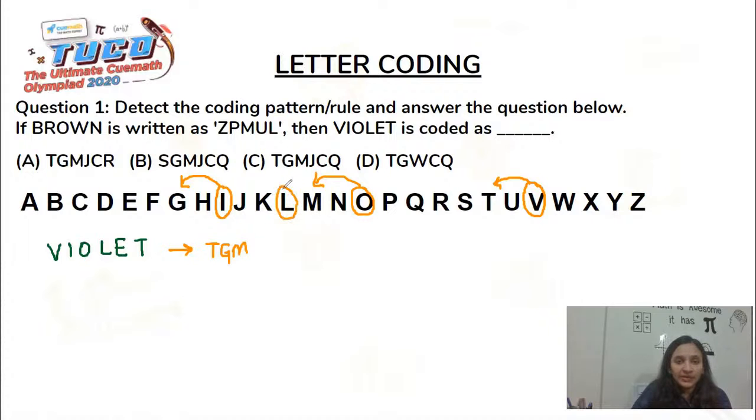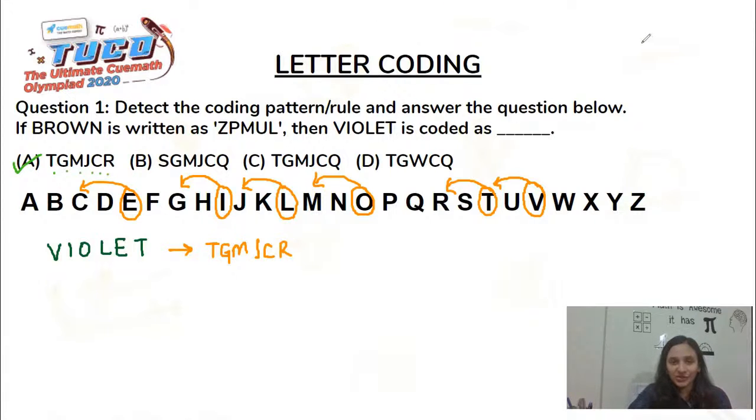L. So skip K and land at J. E. Skip D and land at C. And then comes T, which is here. Skip S and land at R. So this is the code that we have obtained for VIOLET, which is T, G, M, J, C, R. If you look at the options which are given, the correct answer to our question becomes option A, which is the same as T, G, M, J, C, R. And this is how we solve this problem of letter coding.